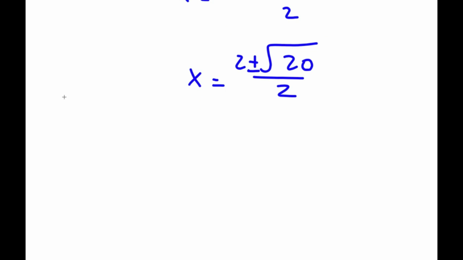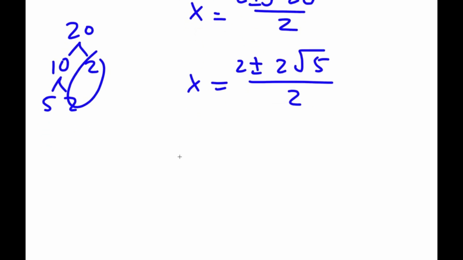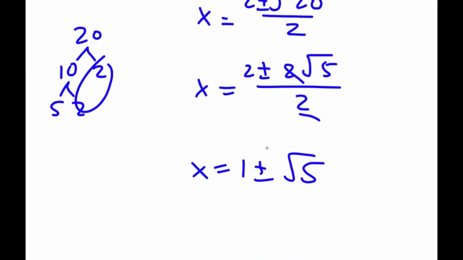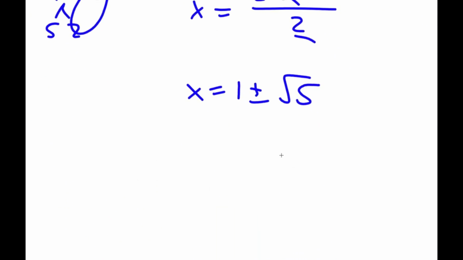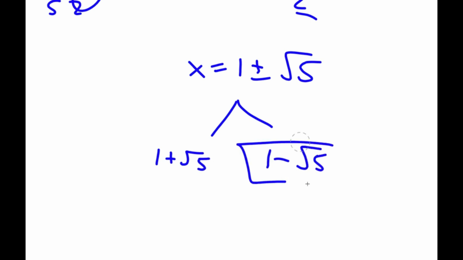And now the square root of 20 is equal to the square root of 10 times 2, which is equal to 5 times 2. So now the square root of 20 is equal to 2 root 5, over 2. So now if I divide both these by 2, 2 divided by 2 is 1, so I have 1 plus or minus, these two cancel out, so the square root of 5. So 1 plus or minus the square root of 5 is my answer. To be specific, I have 1 plus the square root of 5, and I have 1 minus the square root of 5. And these two are my answers.